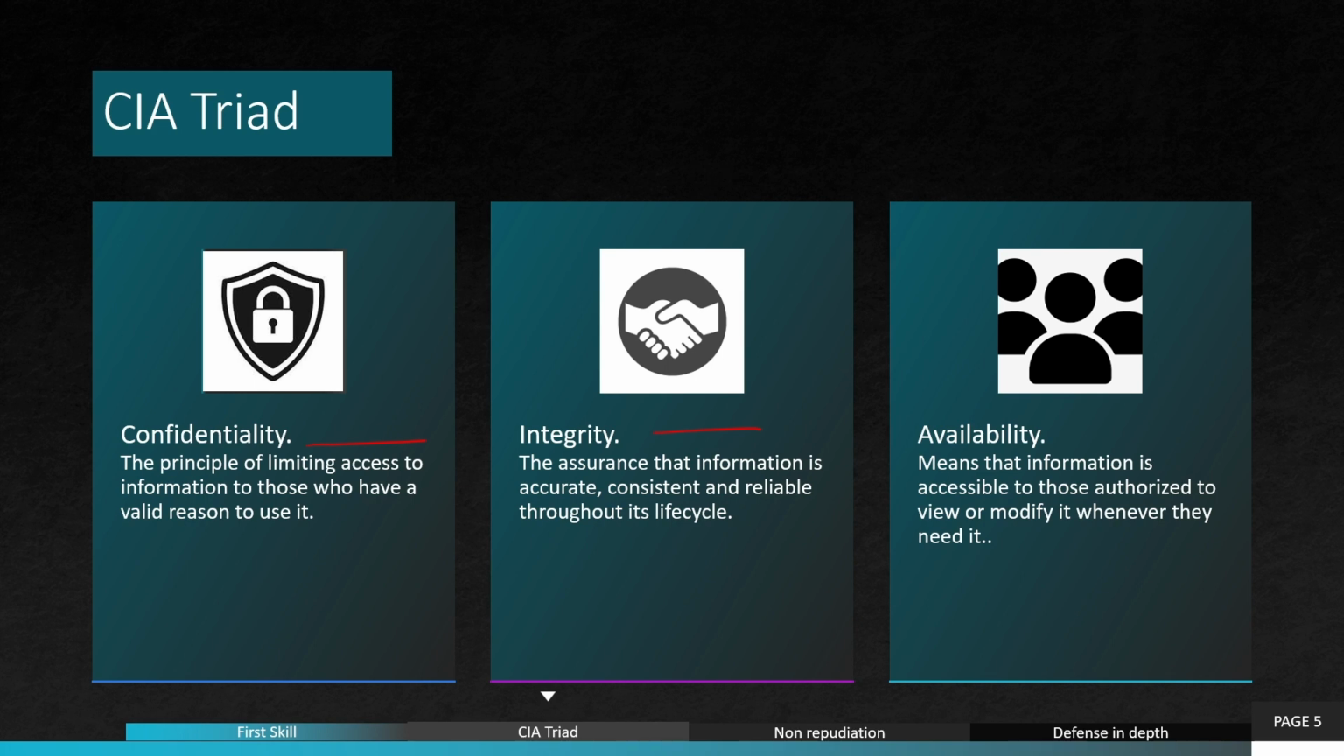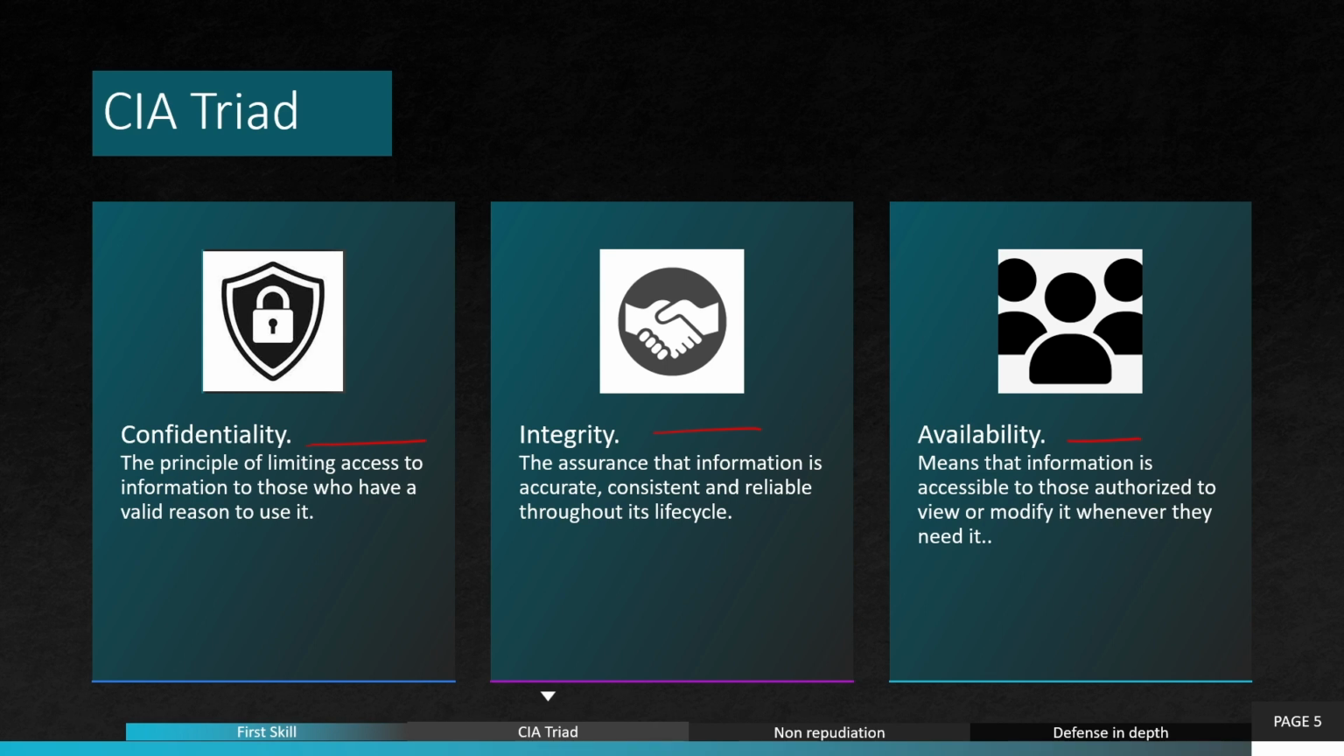And some of these technologies are Azure Information Protection, Microsoft Defender for Endpoint, and of course the Microsoft 365 compliance set of technologies, which we will also be moving on to and talking about in subsequent videos. So the third thing we're going to be discussing here is availability.